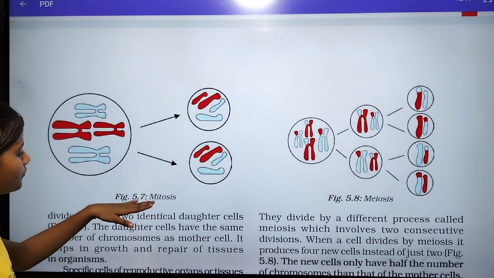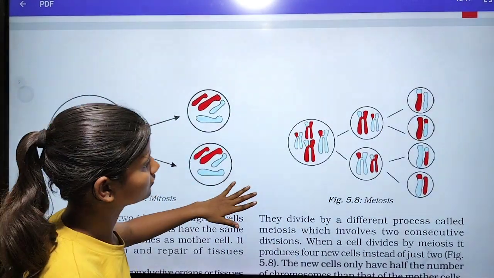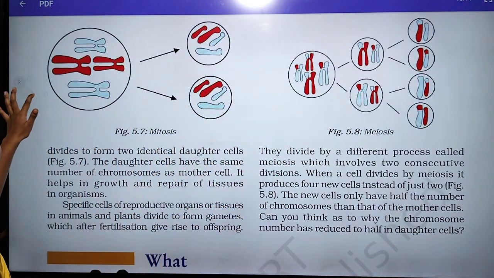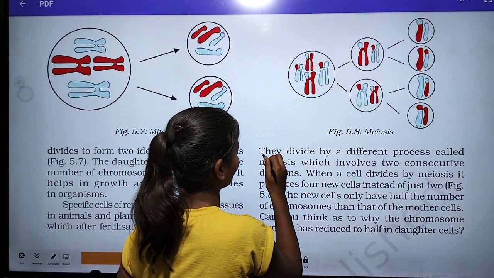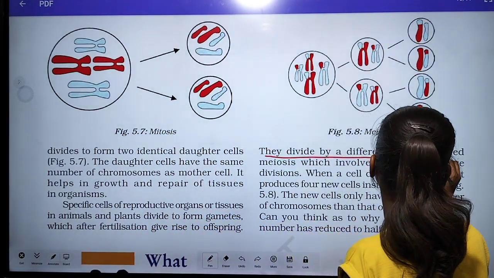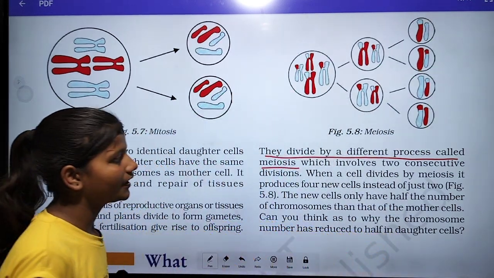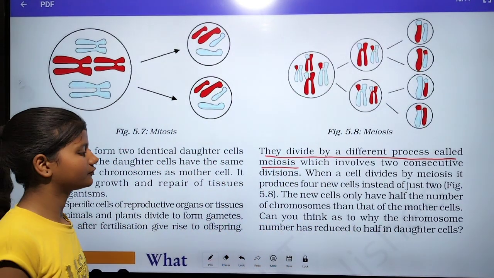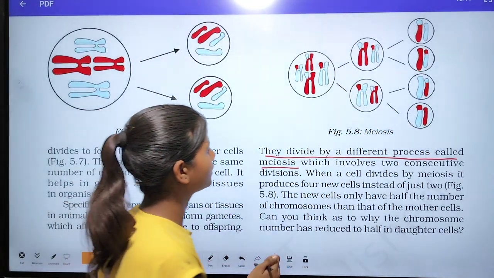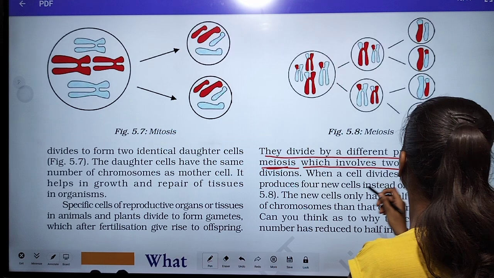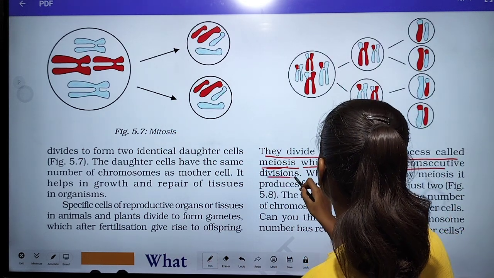This is the figure of mitosis, and this one is the meiosis. Let's read about this one. They divide by a different process from mitosis, called meiosis, which involves two consecutive divisions.